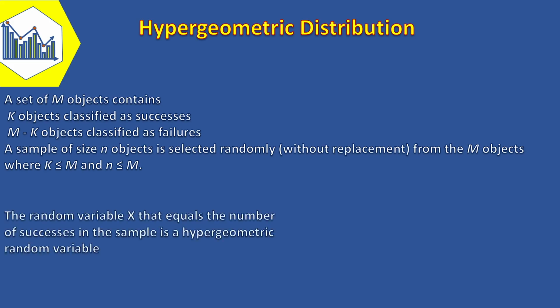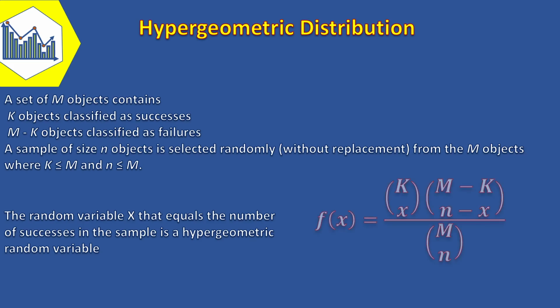The random variable X that equals the number of successes in the sample is a hypergeometric random variable, and its probability mass function is equal to K choose X times M minus K choose N minus X over M choose N. The expression the minimum of K and N is used in the definition of the range of X because the maximum number of successes that can occur in the sample is the smaller of the sample size N and the number of successes available K.